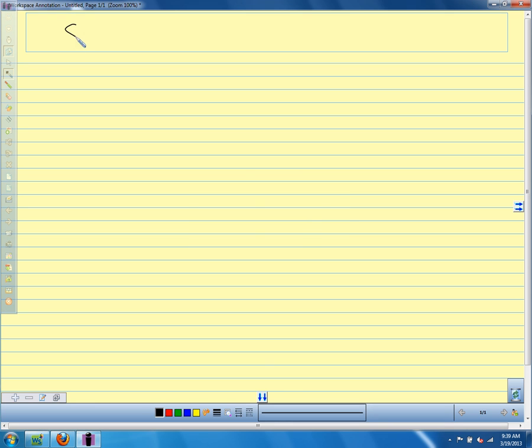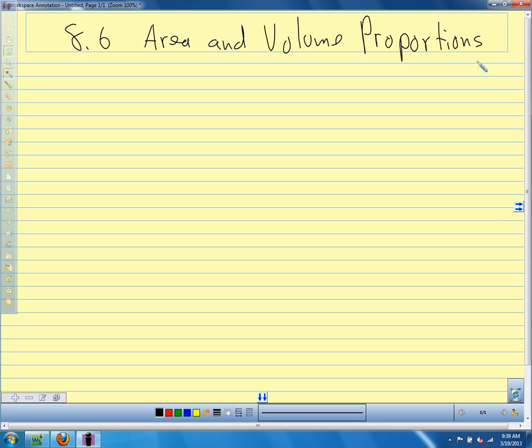Section 8.6 today. And we're going to talk about area and volume proportions. So far, like I said before, what we've been talking about is comparing the side lengths of similar figures. And what we want to talk about now is if we have similar figures, some kind of shape, if they're similar, how do their volumes compare? What do we know about their volumes?